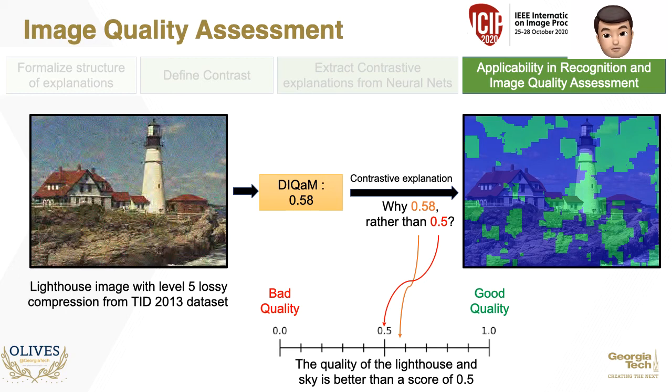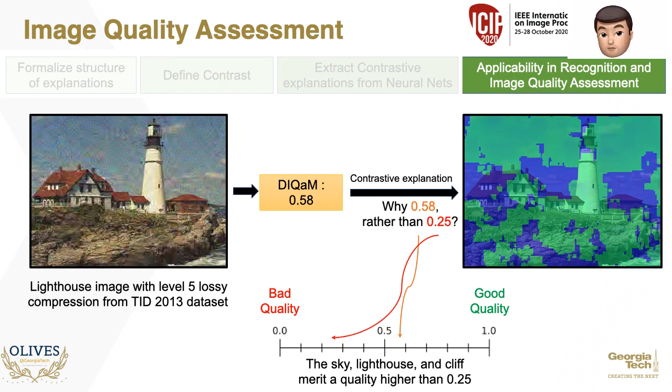Interestingly, the network for the first time highlights the sky. The good quality of sky and lighthouse leads it to believe that the quality is higher than just 0.5. When we lower the contrast to 0.25, most of the sky, along with the lighthouse and cliffs, are highlighted. This indicates that the score is higher than 0.25 because of the great quality of these parts of the image.